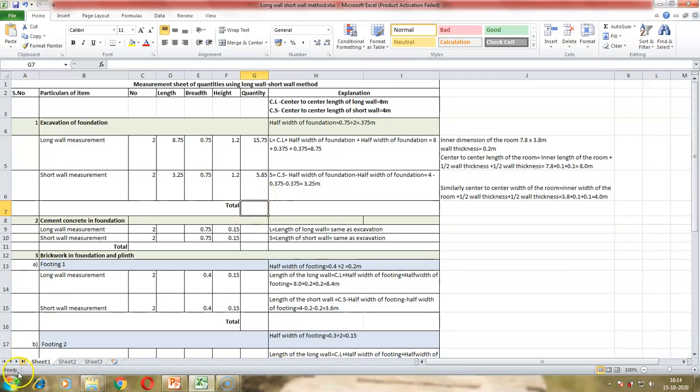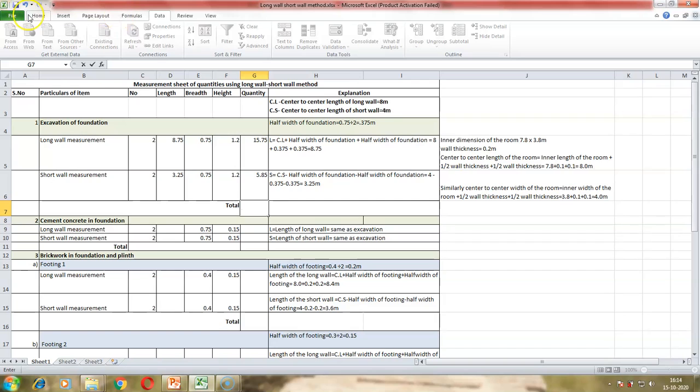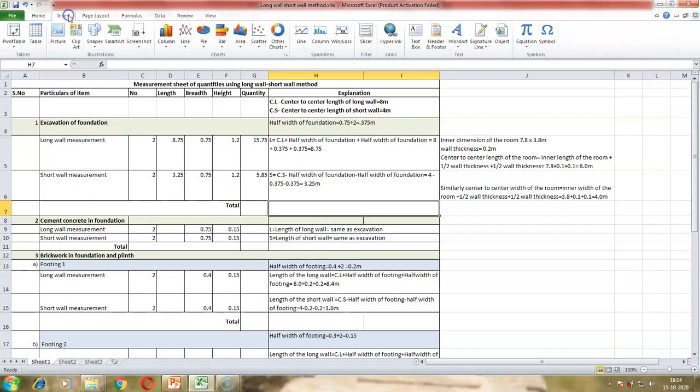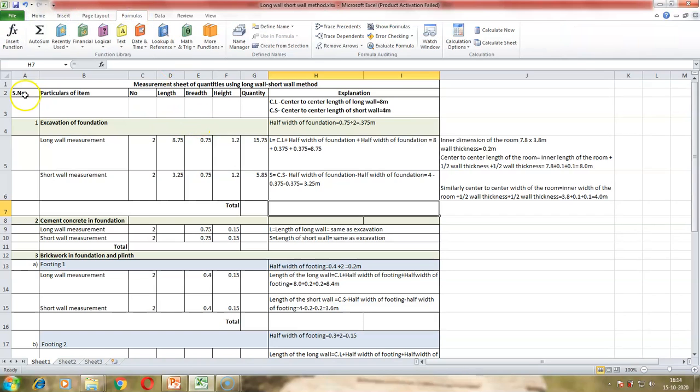Now we have to find the sum of these two in order to find the total. So what we do is we go to formula and we'll do auto sum. We'll go to auto sum and put the sum. 21.6 meter cube would be the total excavation quantity.